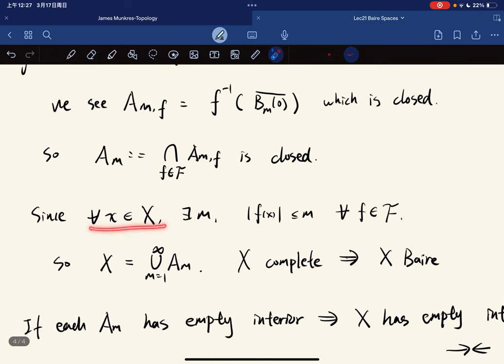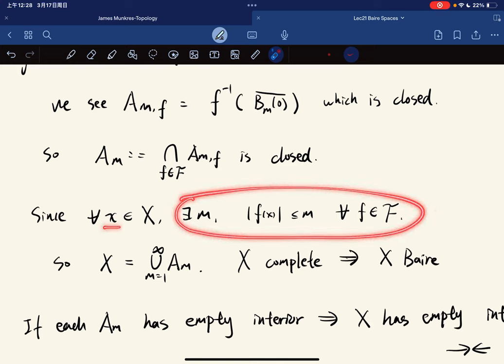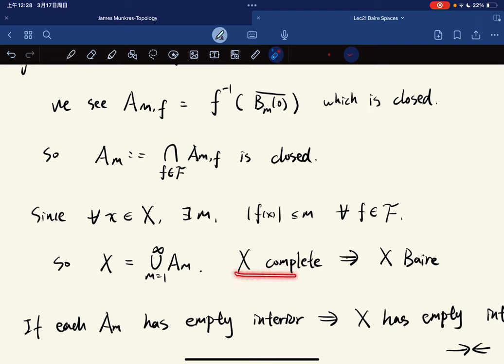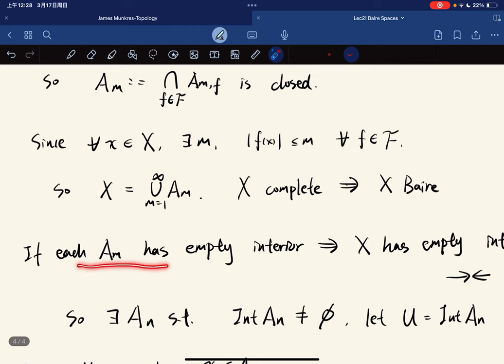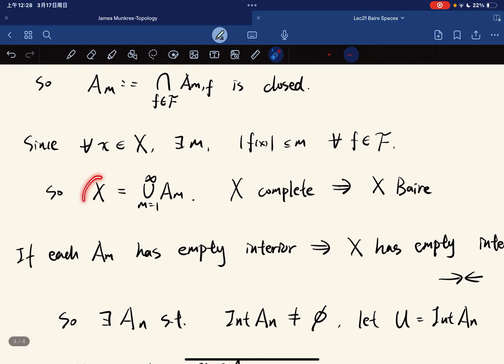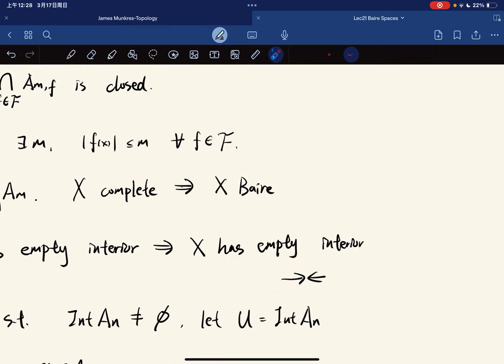Since for any x there is M such that we have pointwise boundedness, right? For any x we can pick an M such that we have this for any f. So we're given the pointwise bounded principle. From here we see that for any x we have this, which means that x is in A_M, right? So X is in the union of all A_M. But X is complete, so X is a Baire space. Here we use the Baire category theorem. If each A_M has empty interior, then so does their countable union, which means so does X. X has empty interior. But this is obviously a contradiction because the space itself is open, right?